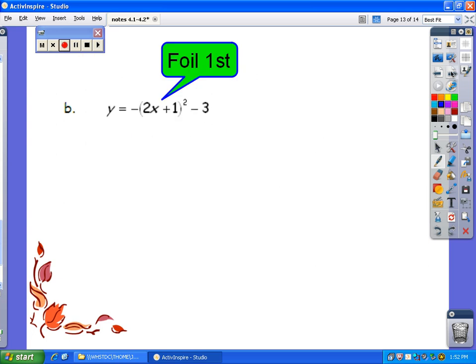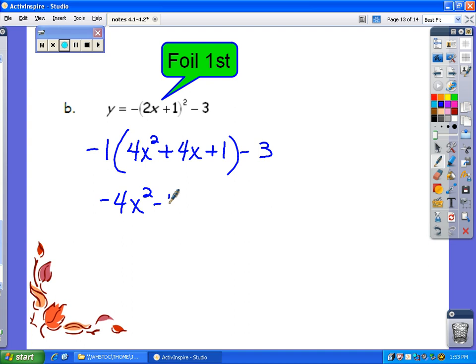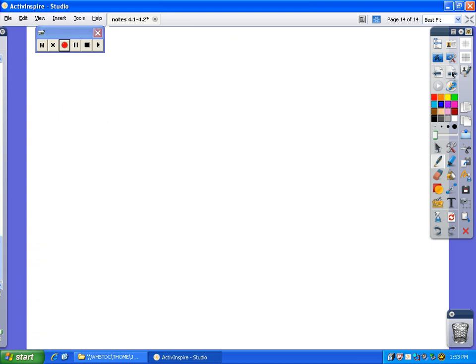All right, let's practice another one. Here you want to FOIL first. So remember, this is going to be 4x squared plus 4x plus 1 minus 3. Distribute the negative 1. And now combine like terms. So y equals, now you're in standard form. Okay, that's it.